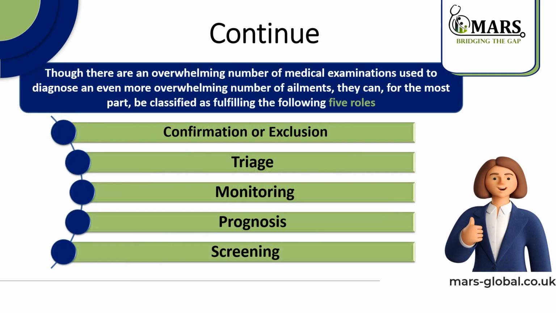Though there is an overwhelming number of medical examinations used to diagnose an even more overwhelming number of ailments, they can for the most part be classified as fulfilling the following 5 roles. They could be confirmation or exclusion. That is, when a test is used to confirm or exclude a suspected disease. They could be triage. That is used to administer with a low margin of error in regard to false positive results, and it is basically an initial test.